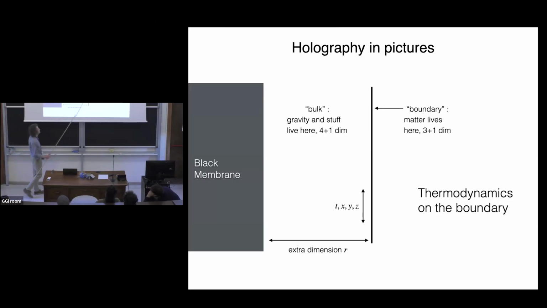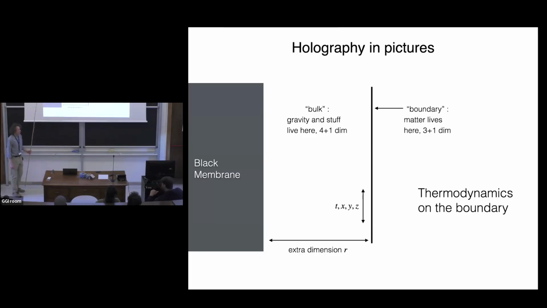So this is the space-time where your quantum field theory lives, N=4 super Yang-Mills. This vertical thing is t, x, y, z. It sits at the boundary of some larger space. There's an extra dimension which you call r, and in this extra dimensional space there is a black membrane, like a very large black hole with translation invariant horizon. So it looks like this. This is what people call the boundary. This is what people call the bulk.